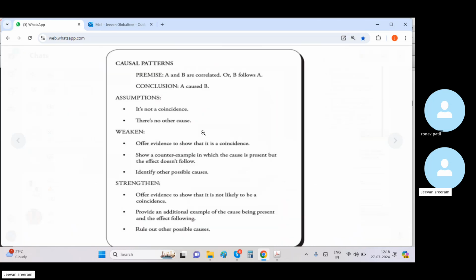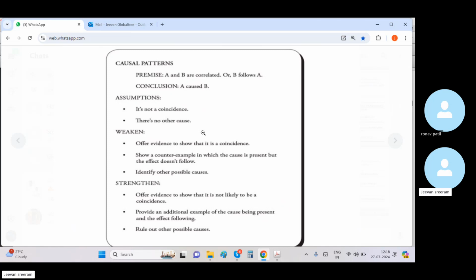Yes. Finally, the causal pattern. So A and B are correlated and B follows A. The conclusion is A caused B. Assumption is it's not a coincidence, meaning it always happens. The other one is no other cause. We can offer evidence to show that it is a coincidence. It has happened only here, it won't happen in any other case. Show a counterexample in which the cause is present but the effect doesn't follow. So if you come up with any other possible causes, that also works. Right? Yes. Next.